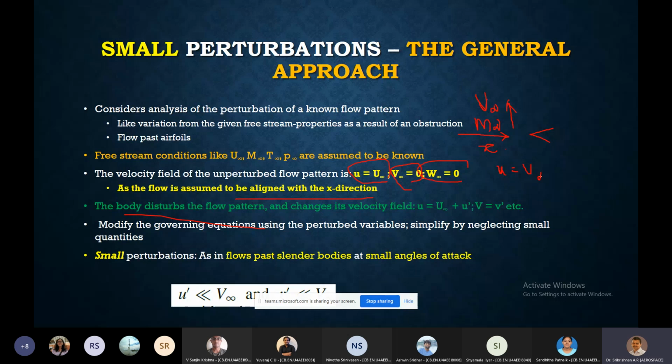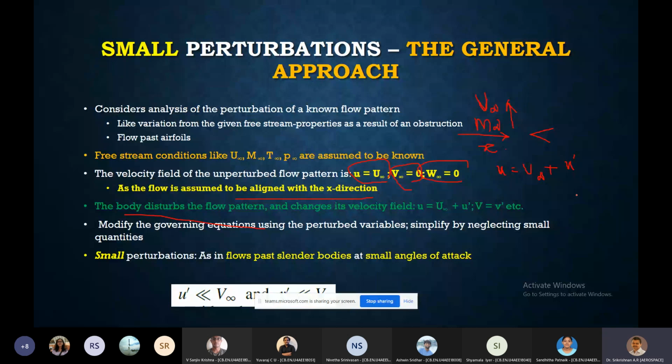Now with this disturbance, it slightly changes. We mark the change as u prime or u dash. Now it could be plus or minus, so we are just indicating it as plus u dash, so that the sign of u dash will take care of the increment or decrement as the case may be. So because of the presence of the body, the modified velocity becomes u infinity plus u dash.